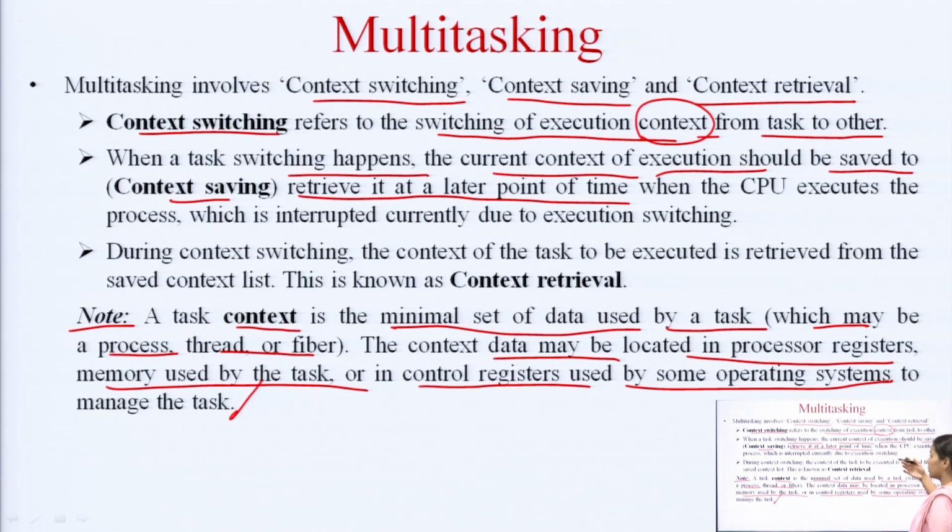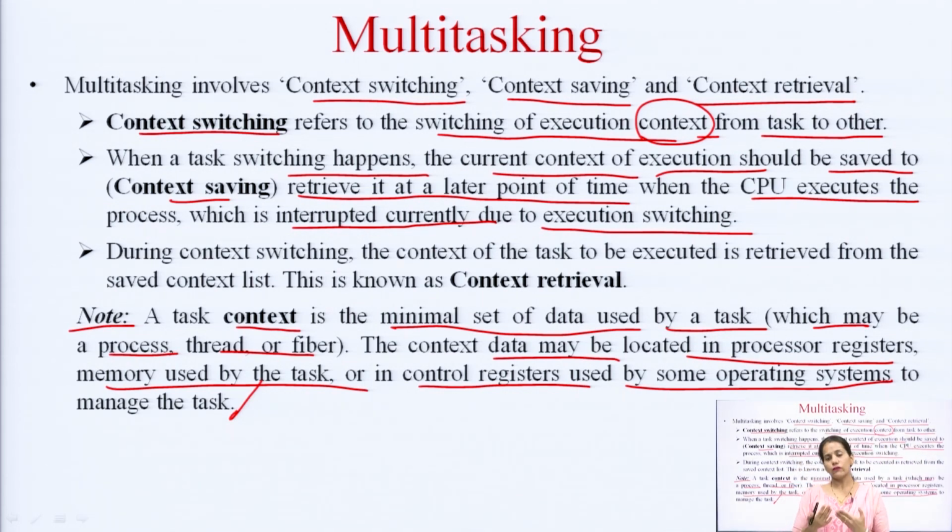When it is required, the CPU retrieves the process which was interrupted due to the execution switching. Suppose a particular task is being executed and some interrupt arrives. Obviously, if the interrupting process is of higher priority, then it should be executed first. So, the ongoing task will be interrupted and stopped there. The context related to that task will be saved, so that it becomes easy to retrieve it again after the execution of the interrupting routine. That interrupting subroutine will be executed, and after that the previous task which was interrupted in between will be resumed, and the context related to that task will be retrieved. So, this is known as context retrieval. During context switching, the context of the task to be executed is retrieved from the saved context list. This is known as context retrieval.